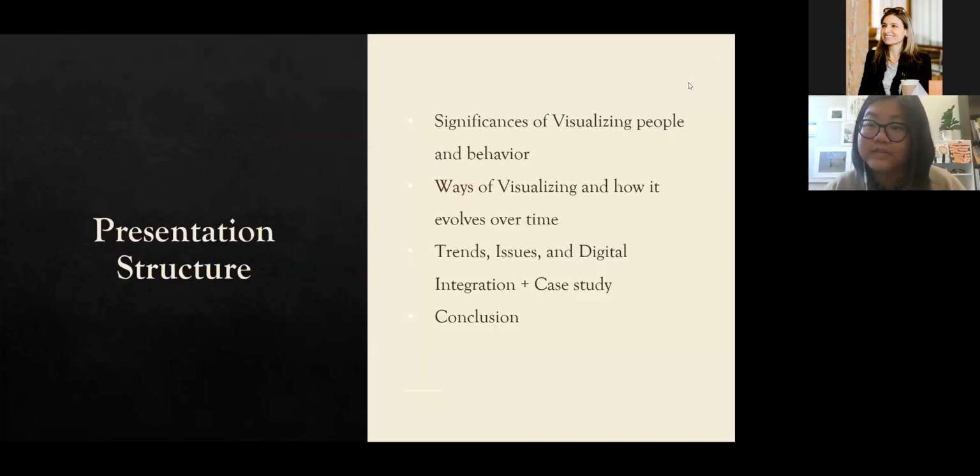Can you see the slides moving? You're able to see the next slide, yes, right? Yes. Okay, sounds good.